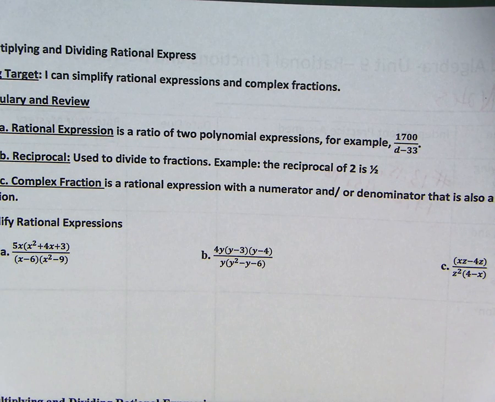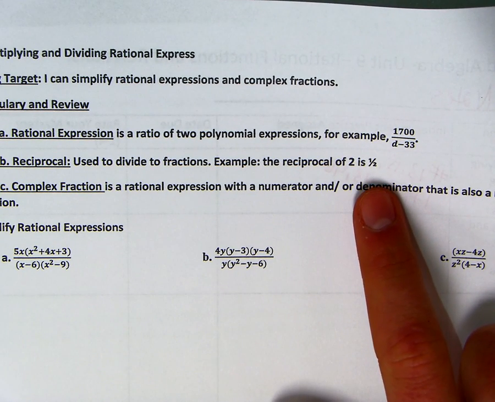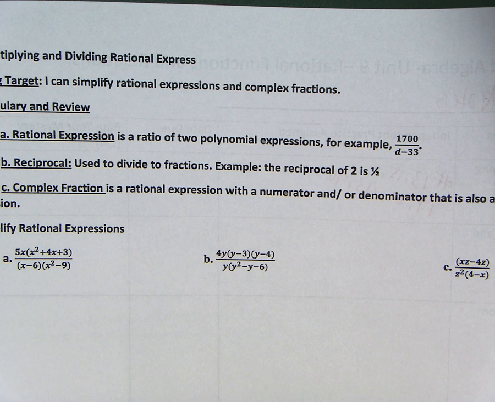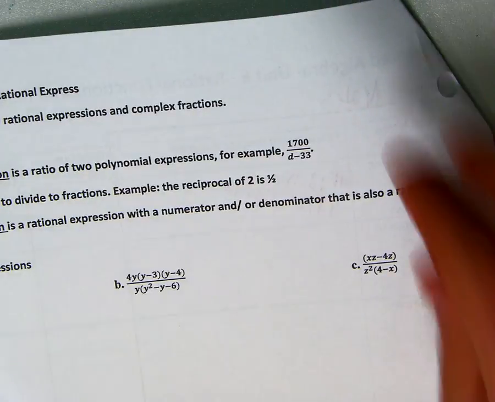The second part is reciprocal. Remember, reciprocal is used when you're dividing fractions. The reciprocal of 2 is just a half. The reciprocal of 3/4 is 4/3. You're just flipping them. And then complex fractions are basically fractions that have two fractions in each other. These are not, but something like 50 would be. So we'll talk kind of how you would go through something like that.